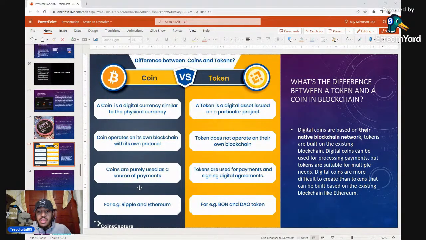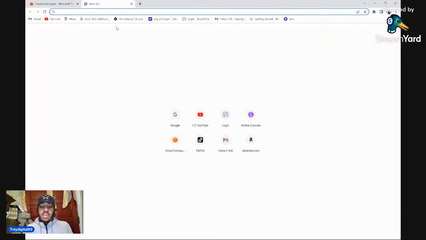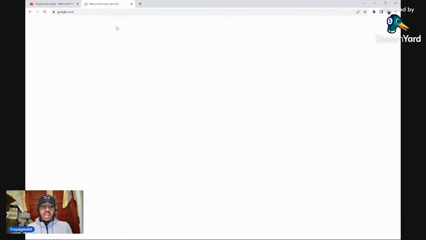Tokens are used for payments and signing digital agreements, like a smart contract. You can use a smart contract and you can put it on a token. So they have something with, let me see if I can find that, that somebody got married under the smart contract.